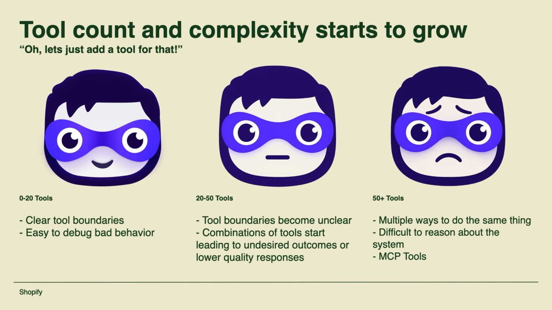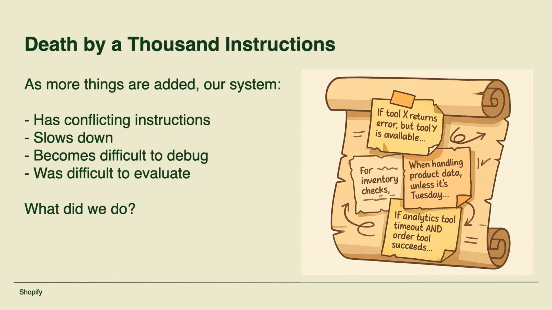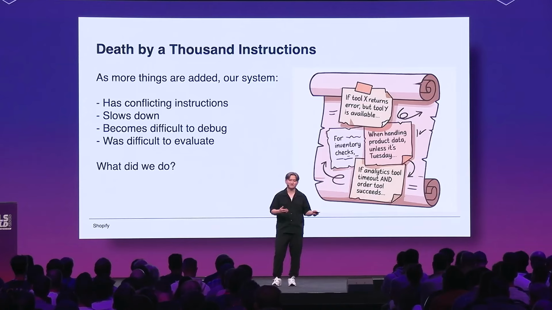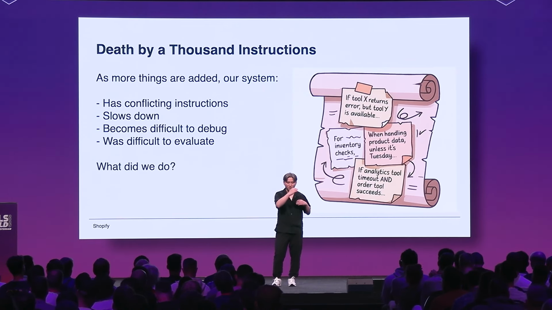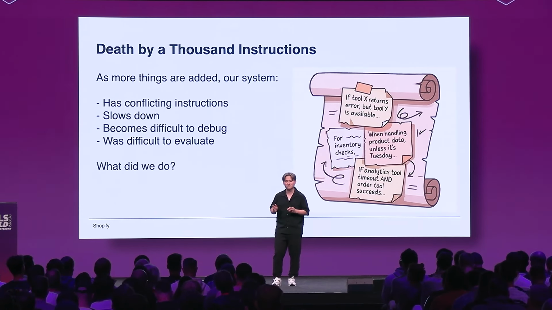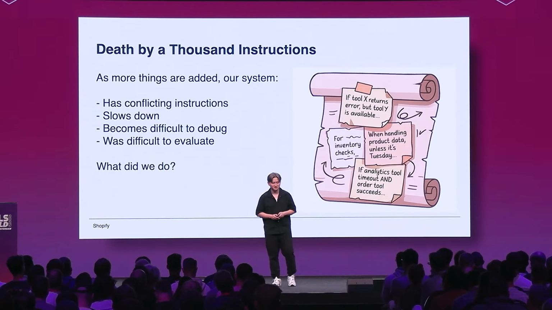So a coworker of mine describes this as a death by 1,000 instructions. You have conflicting instructions. It slows down the entire processing of the LLM because you can imagine that giant system prompt being dynamically swapped out and rebuilt. It becomes incredibly difficult to debug, especially when you have other external contributors trying to add to that one system prompt. And ultimately, it's very hard to evaluate, so you don't even know if you're moving in the right direction. So what did we do?